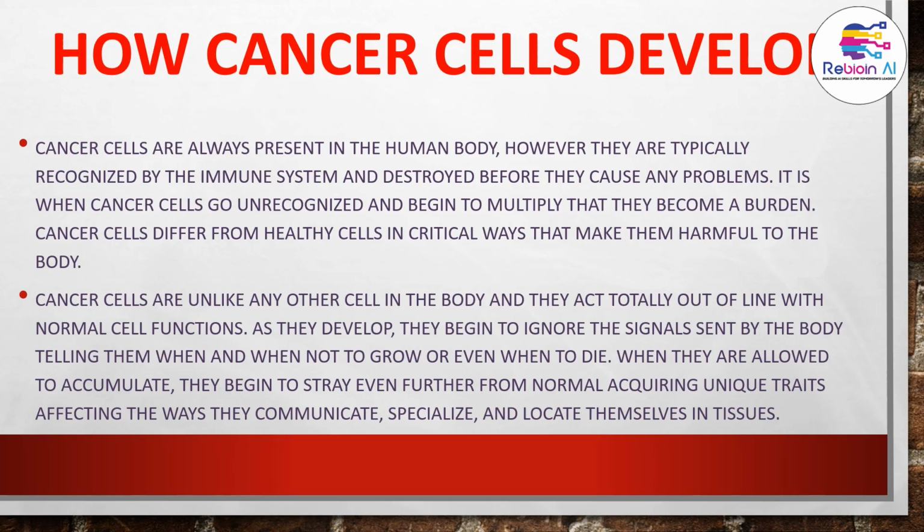In summary, cancer cells develop when abnormal cells escape the immune system, accumulate genetic mutations, lose normal growth control, and continue dividing without stopping. These changes in cell behavior are closely associated with changes in gene expression, which is the focus of my bioinformatics study.